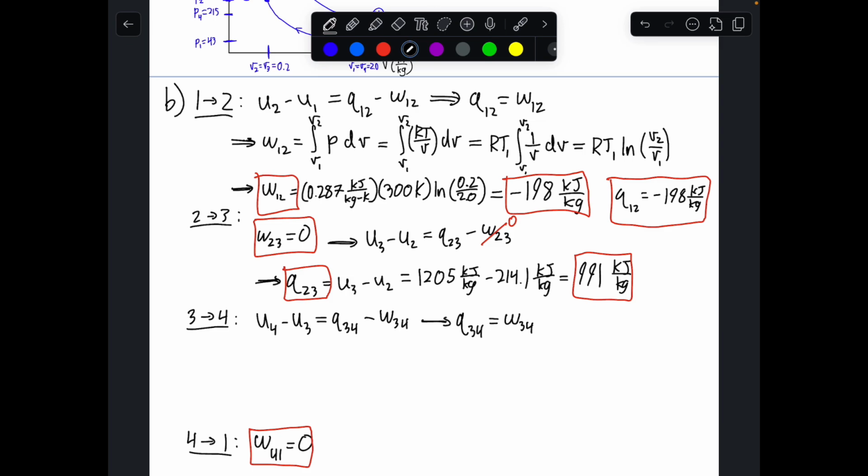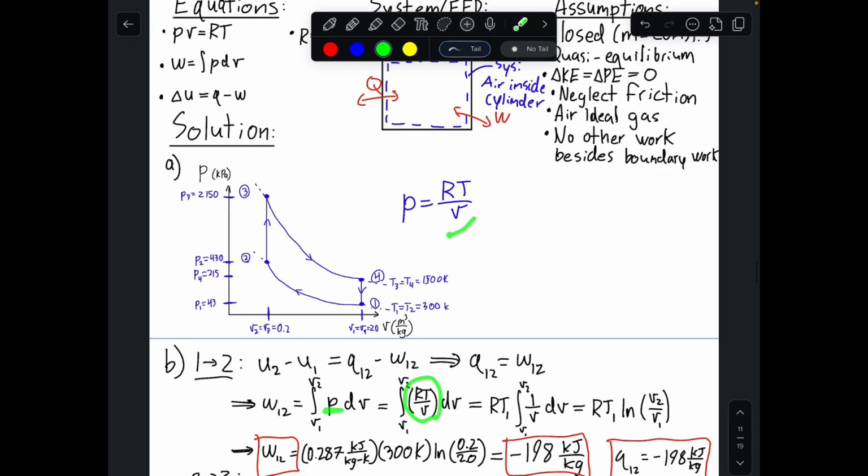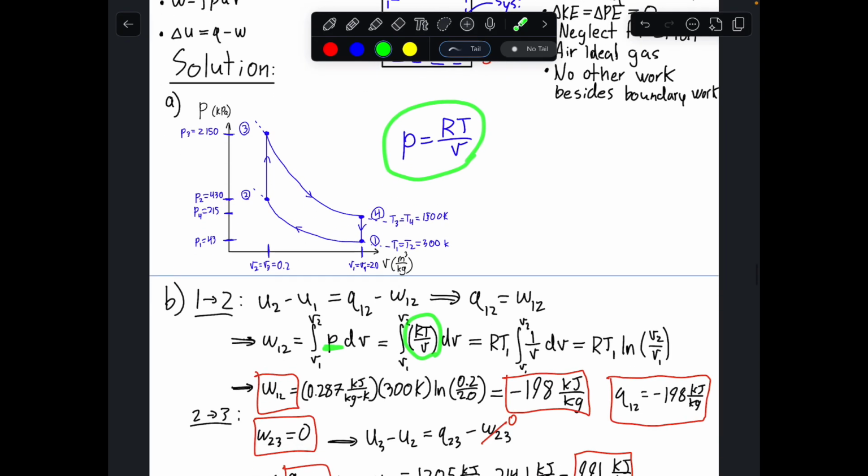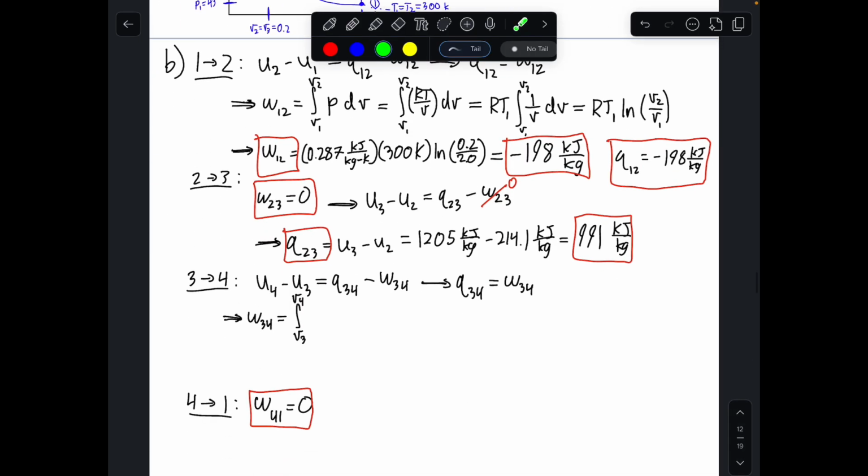And then taking the same approach, we can just use our PDV equation to find this work from 3 to 4 as the integral from V3 to V4 of our, and we want to use this same equation for pressure as RT over V, the same one that we got from our ideal gas law up here. So we want to plug in R times T3 or T4 and then V. So we have RT over V, and this integral is taken with respect to specific volume.